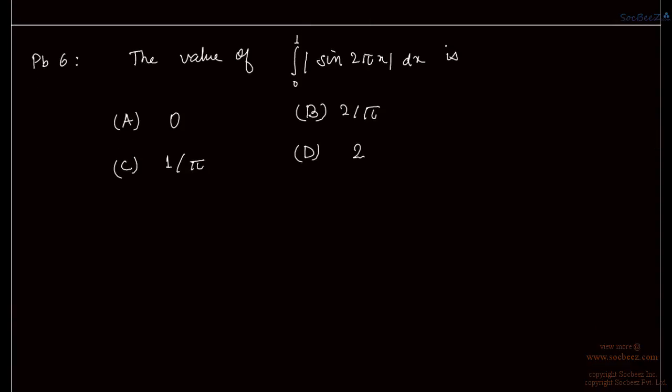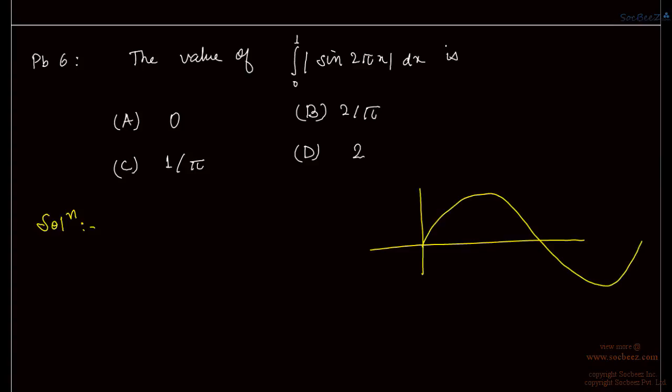Problem number 6. The value of the integral from 0 to 1 of mod of sin 2 pi x dx is. So we have the sin 2 pi x graph like this, something like this, up to 2 pi. This value is half and this value is 1, because the period is 2 pi upon 2 pi, which is equal to 1. So this is half and this is 1. Now the graph of mod of sin 2 pi x is something like this. So we have to find this area.